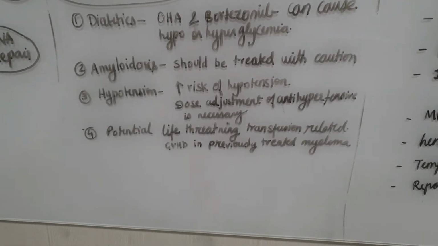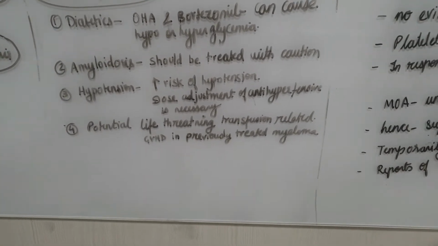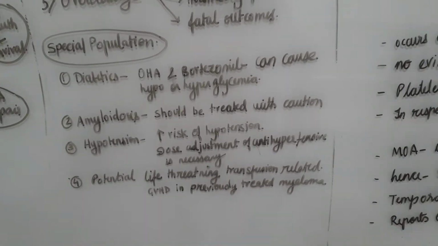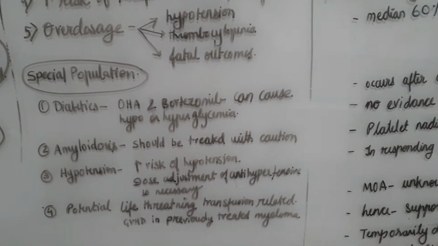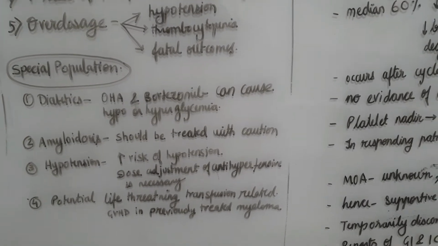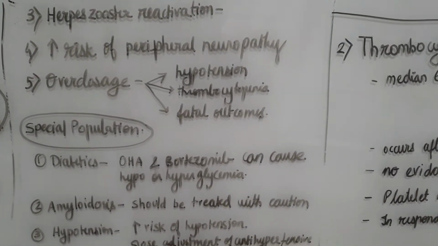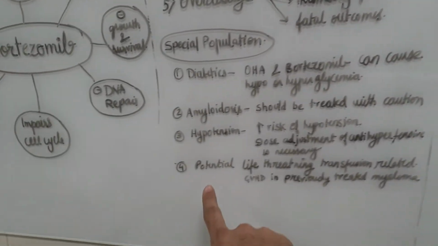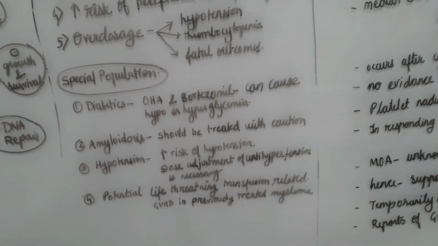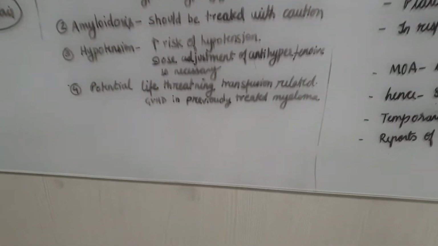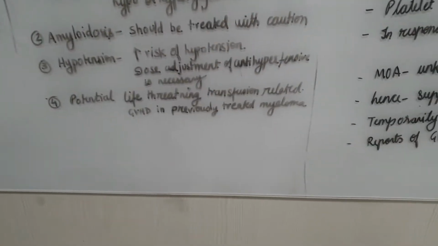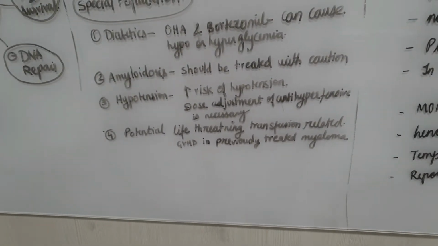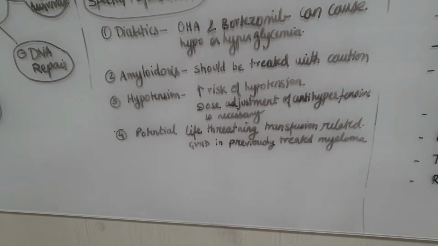Any patient who has hypertension and is on antihypertensives, this drug should be used very cautiously because it can increase the risk of hypotension. So there can be some dose adjustment that would be necessary for the antihypertensives. This can also cause potentially life-threatening transfusion-related GVHD in previously treated myeloma patients who have undergone a transplant. So for all patients who have undergone transplant, we have to give only irradiated blood products.